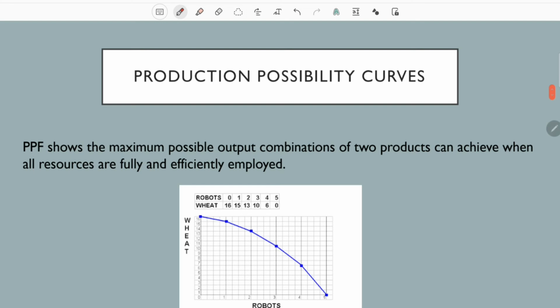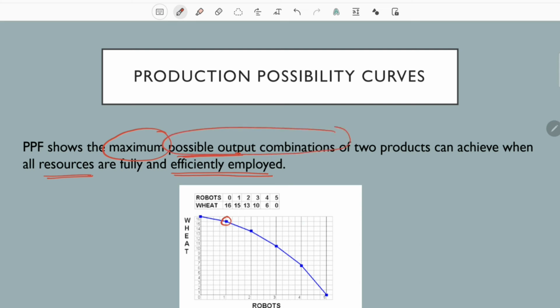Let's move to the definition. The production possibility frontier or production possibility curve shows all the maximum possible outputs. What are the maximum outputs that you can produce? Output combinations of two products that can be achieved when all the resources are fully and efficiently employed. There are two important concepts here. It shows all the possible output combinations.